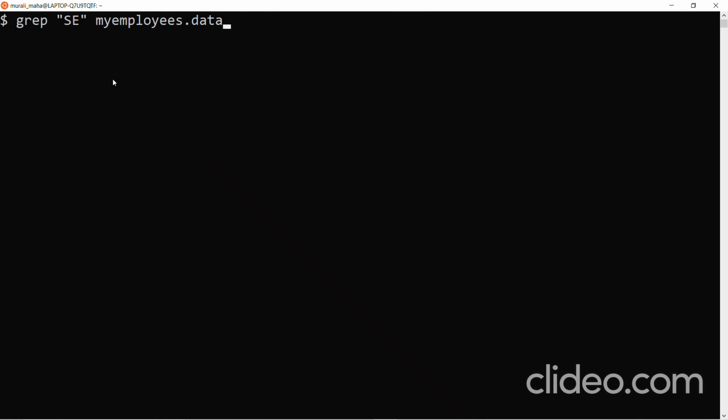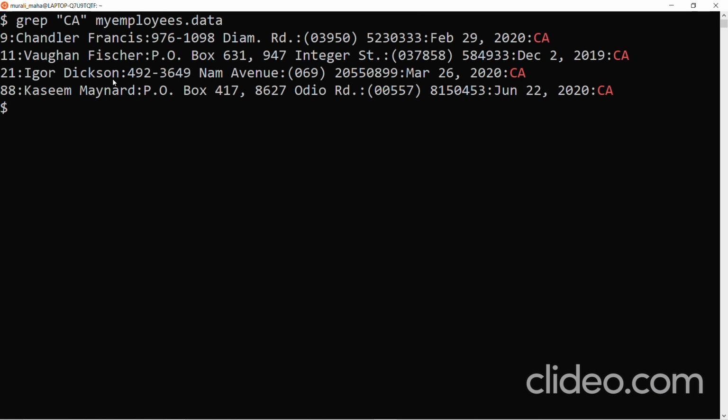Okay, instead of SC, let us look for CA. Grep CA my employees data. So it gets me all the records of all the employees whose designation is CA. But I want a case insensitive match. I want grep to ignore the case.